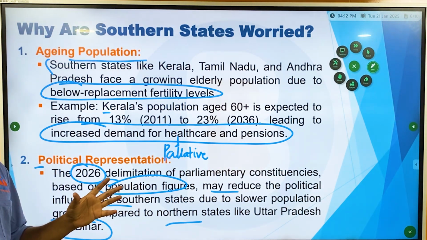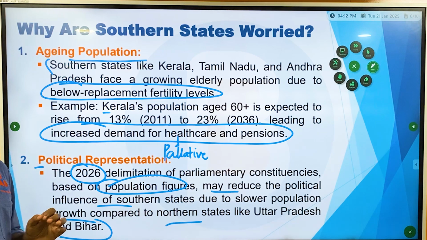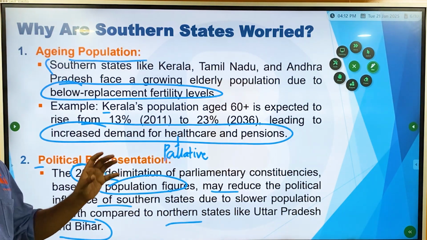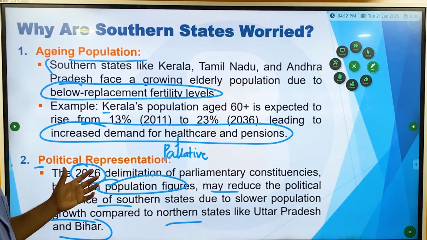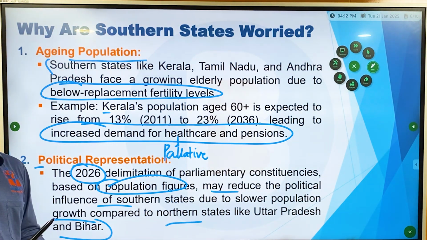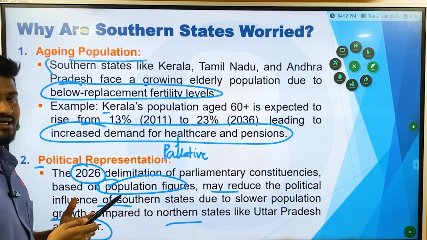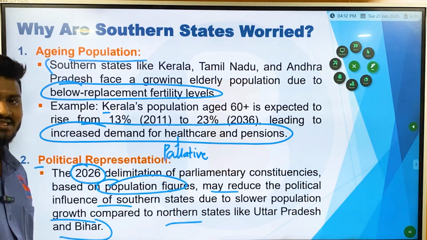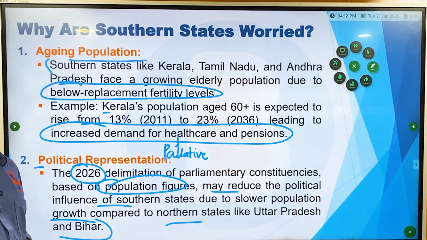Aim is to provide one vote for one person and one value. Okay, in order to provide that, we have to change the seat numbers. In order to provide that, we have to change the constituencies. If we are going with the population, then more seats will be provided to the northern states and the representation will be more from the northern states compared to that of southern states because the population is low.